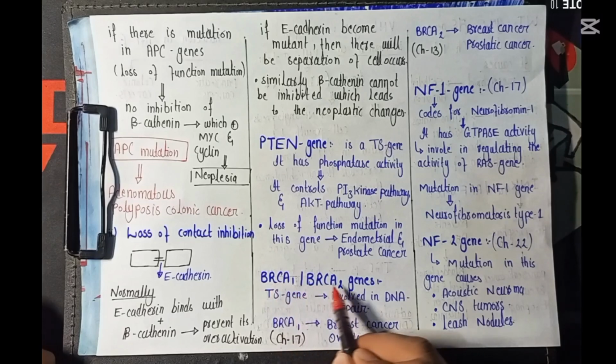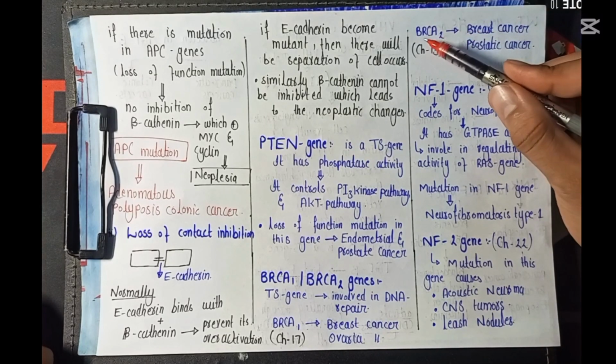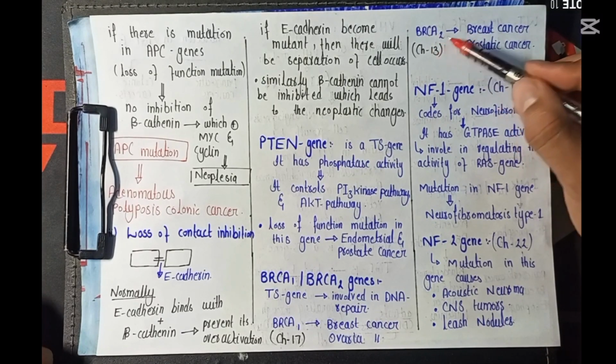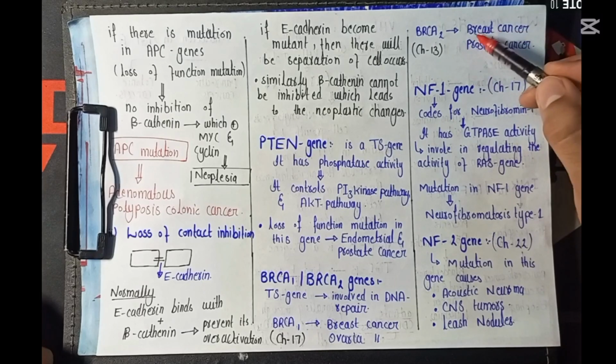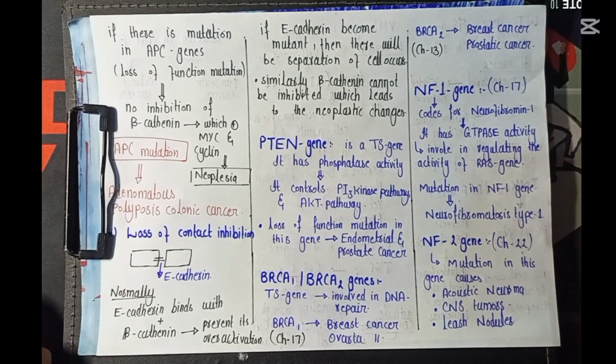These BRCA1 and BRCA2 genes are tumor suppressor genes, and they are involved in DNA repair. The BRCA1 gene is present on chromosome 17, and mutation in BRCA1 is associated with breast cancer and ovarian cancer. And the BRCA2 gene, which is present on chromosome number 13, is involved in breast cancer and prostatic cancer.